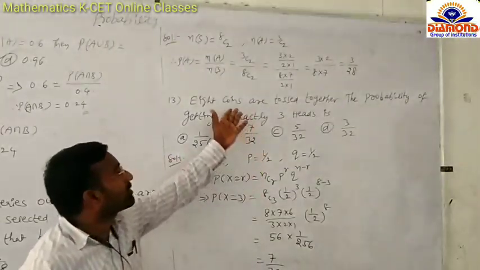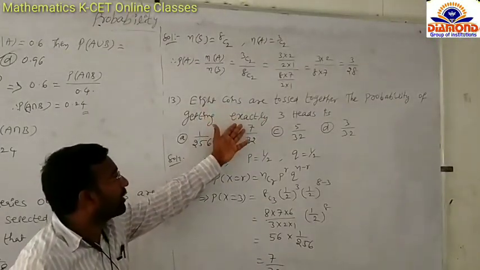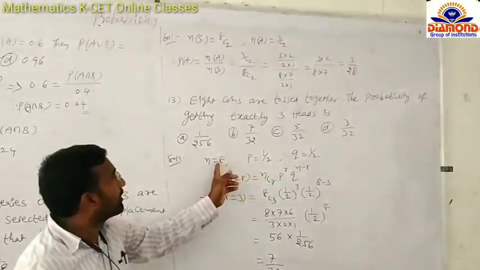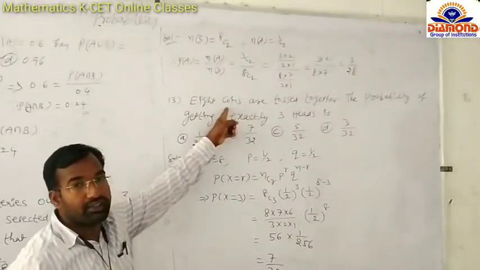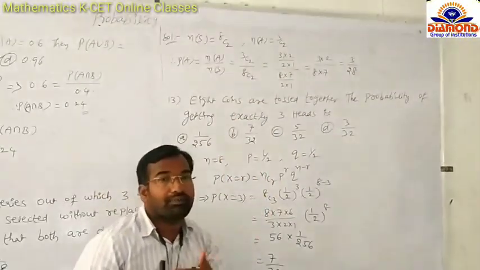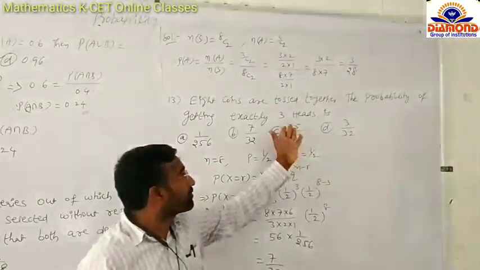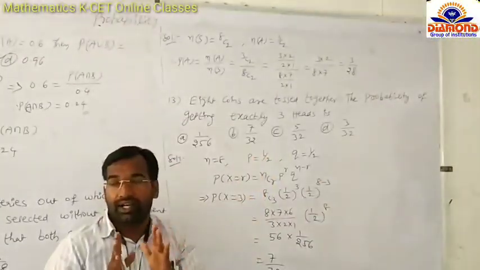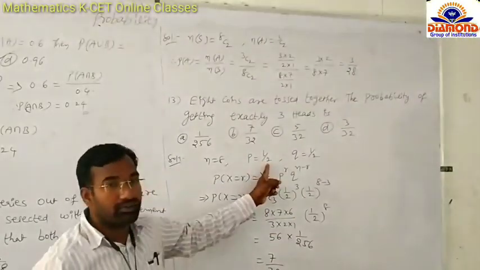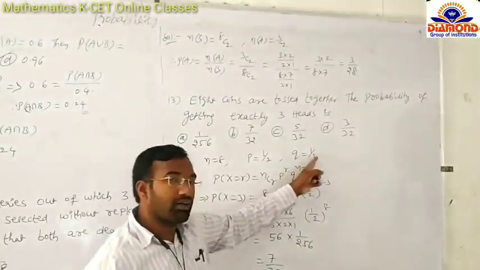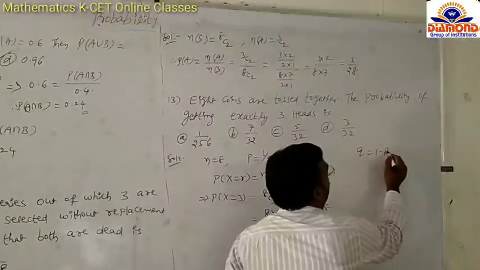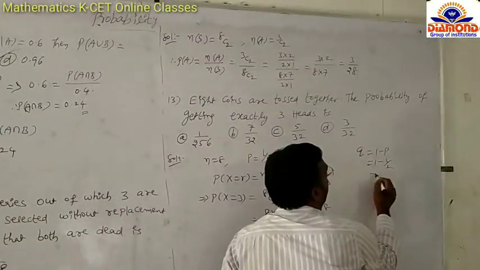Here the coin is tossed 8 times. That's why you can use the binomial distribution. So n equals what? 8, because the coin is tossed 8 times. Here p indicates the probability of success. Probability of success in this problem means the coin shows head. So p equals 1 by 2. So q equals what? 1 by 2, because q is calculated by the formula 1 minus p, which is 1 minus 1 by 2 equals 1 by 2.